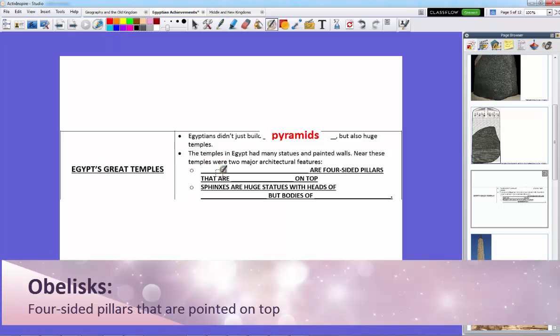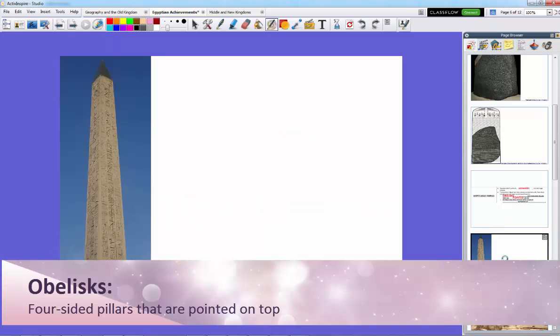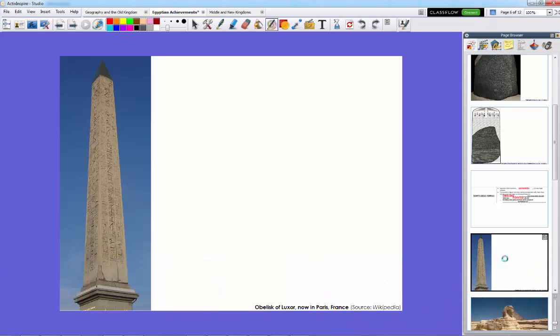And near these temples, you had two architectural features. Usually you have what was called an obelisk. An obelisk is a four-sided pillar that is pointed on top. And here's an obelisk from Luxor that was actually transferred after Napoleon Bonaparte's expedition to Egypt and put in France. So it's on top of a pillar.